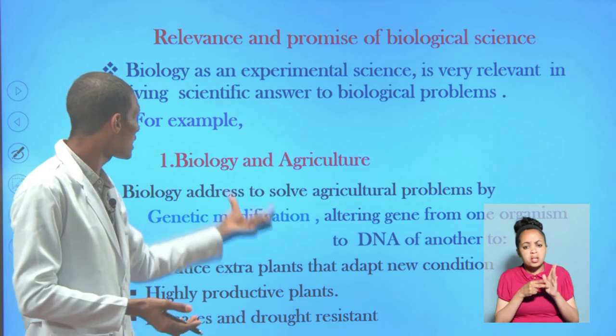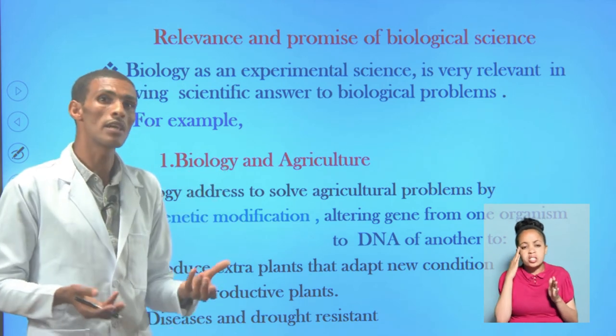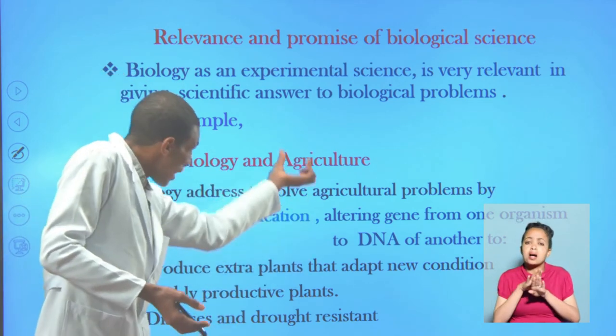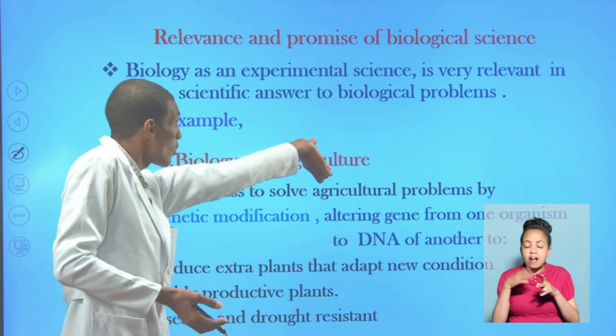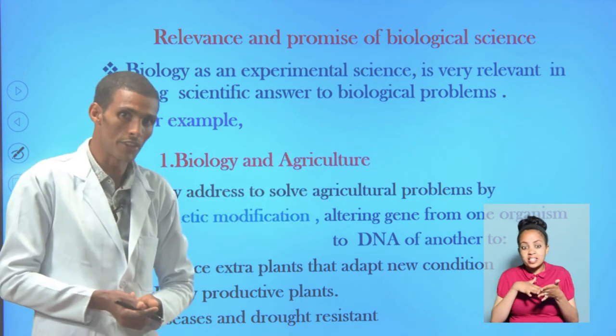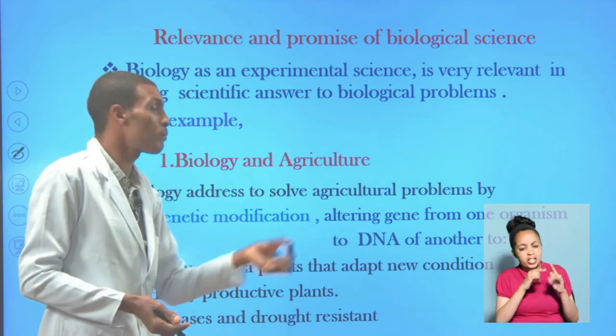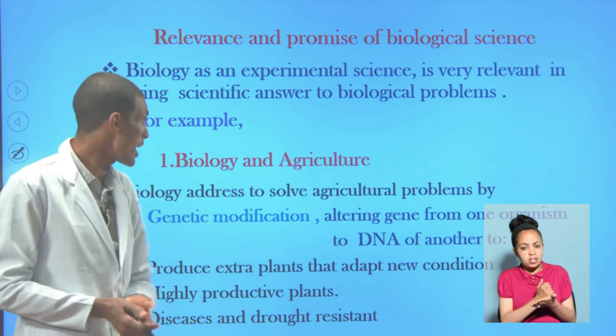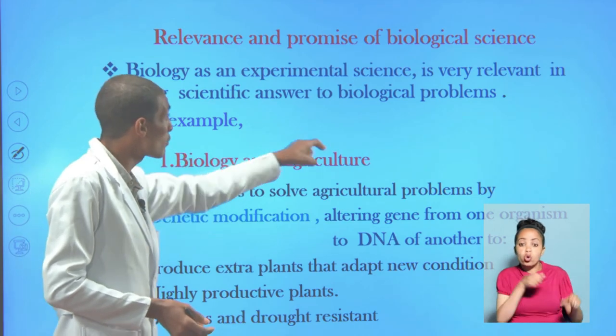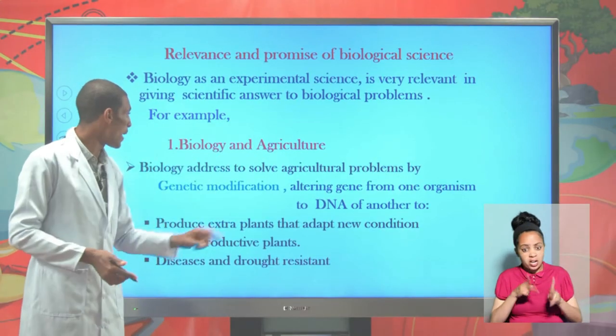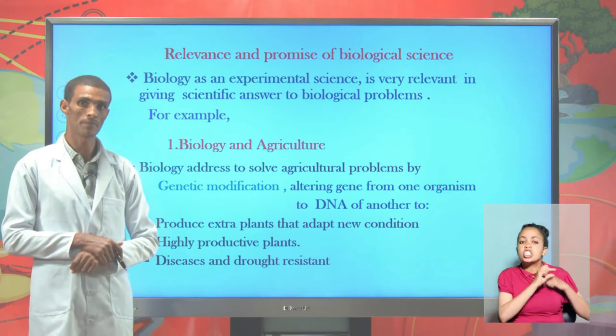I hope you know what agriculture means. The role of agriculture is considered a backbone. It is where the government becomes steady over agriculture-led industrialization. So it is targeted to improve productivity. The contribution of biology to agriculture is seen in the action of genetic modification.